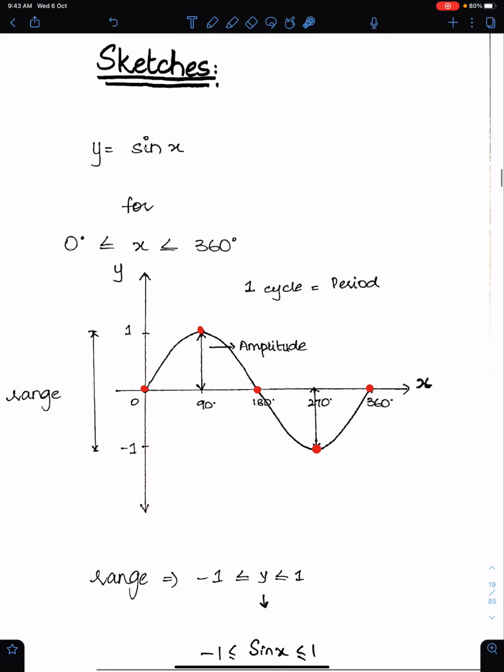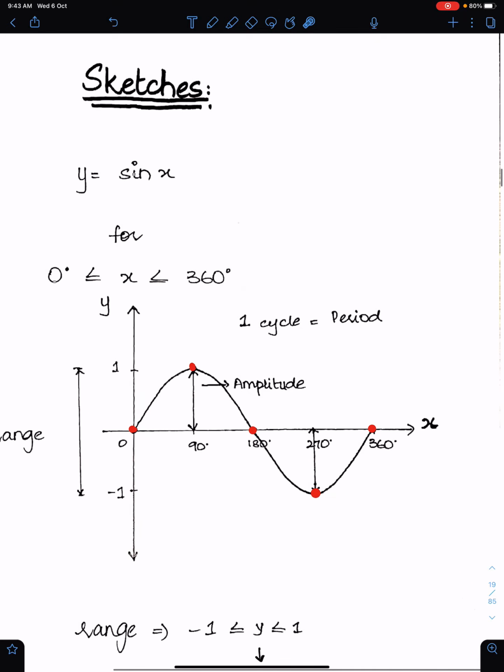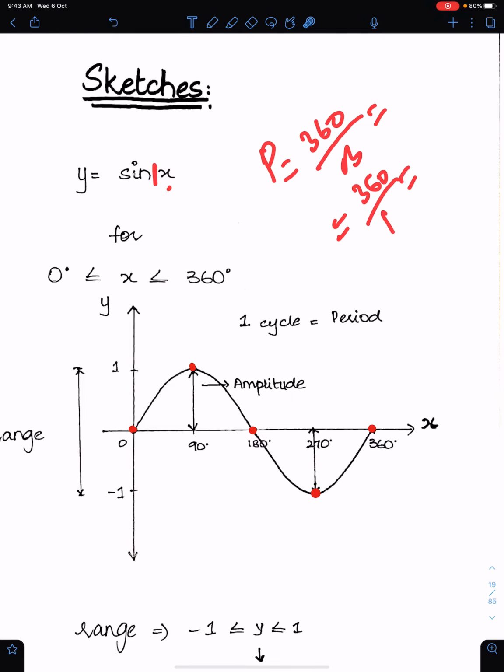Sketches. Examples. y is equal to sine x. We have to sketch this function for this domain. Since this is 1x, according to this formula, 360 upon b, where b is 1, this curve has period 360.